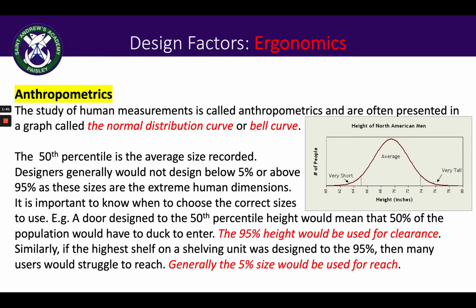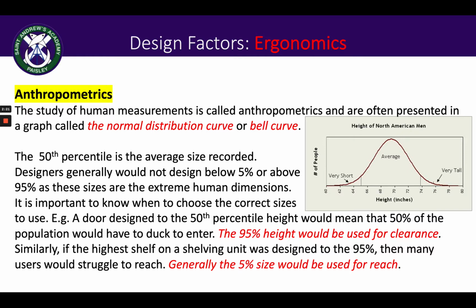Okay, so that first one there, anthropometrics, is the study of human measurements, and it's often presented in a graph called the normal distribution curve or the bell curve, as shown in that graphic on the right hand side. Now with these curves there are things called percentiles. Now the 50th percentile right in the middle is the average size recorded. Designers generally would not design below 5%, which is right at the bottom, or above 95%, which is right at the top, as these sizes are the extreme human dimensions. It's important to know when to choose the correct sizes to use.